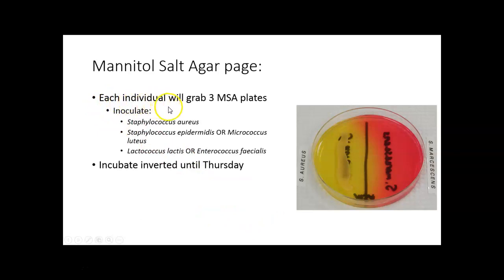So each individual will get 3 mannitol salt agar plates. And you're going to inoculate Staphylococcus aureus on one of them. You will inoculate on a second plate either Staphylococcus epidermidis or Micrococcus luteus, depending on what you have at your table. And then on the third plate, you will inoculate either Lactococcus lactis or Enterococcus faecalis, again, depending on what you have at your table. And you'll incubate those inverted until Thursday.